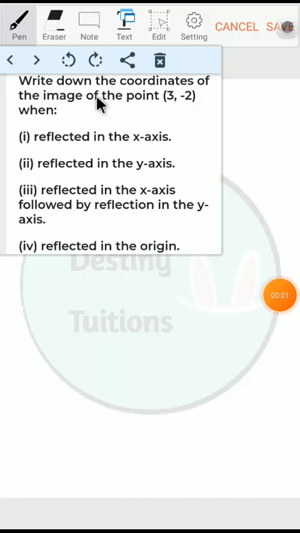Write down the coordinates of the image of the point (3, -2) when reflected in the x-axis. We know that the rule to find a reflection of a point in the x-axis: first, retain the abscissa, that is the x-coordinate, and second, change the sign of the ordinate, that is the y-coordinate. So point P(3, -2) has the image P'(3, 2) on reflection. This is the correct one for the first one.